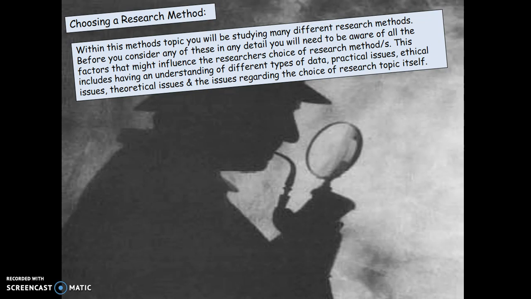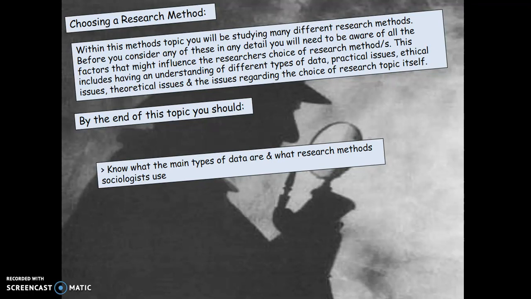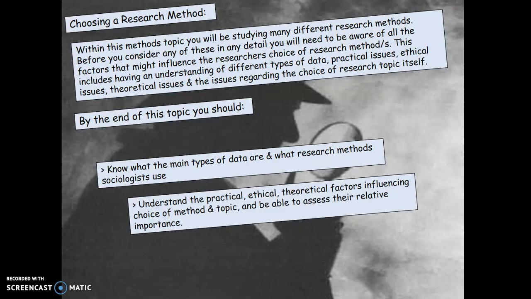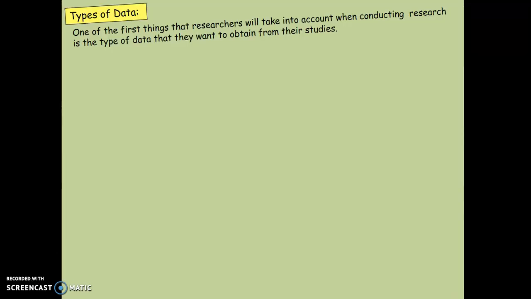This includes having an understanding of different types of data, practical issues, ethical issues, theoretical issues, and the issues regarding the choice of the research topic itself. By the end of this topic, you should know what the main types of data are and what research methods sociologists use. Understand the practical, ethical, theoretical factors influencing choice of method and topic, and be able to assess their relative importance. Understand the difference between positivist and interpretivist approaches to research.